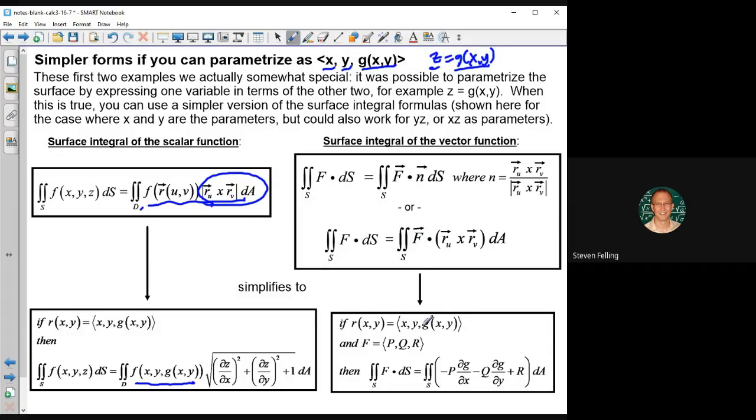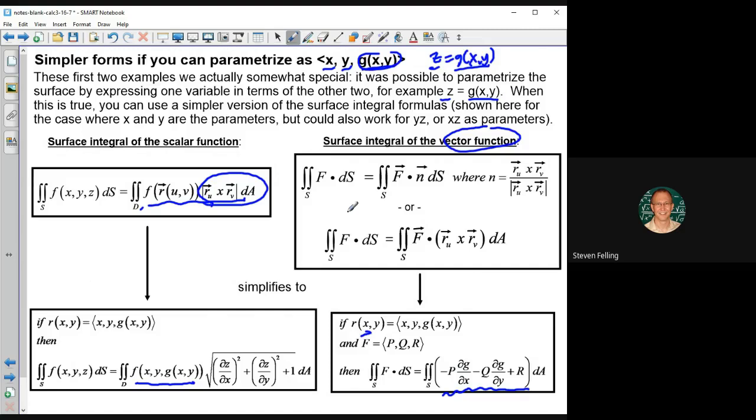The same thing holds for the vector one. If you're able to parameterize z as a function of x and y, then all this complicated cross product stuff, if you write the vector field as P, Q, and R, I'm going to show this without derivation, simplifies to a much simpler integrand that builds the cross product and the dot product into it. It's just negative P times the partial derivative of z with respect to x, minus Q times the partial derivative of z with respect to y, plus R. Okay, and we'll see examples of this used.